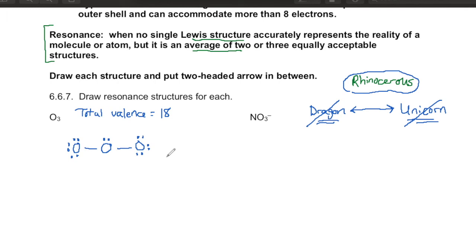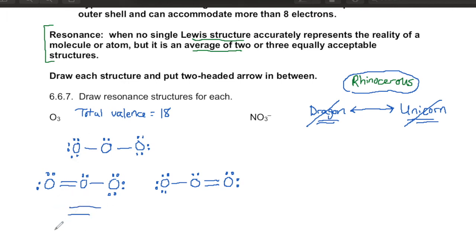So here we have 18 electrons. Our center oxygen atom is short. It only has 6 electrons around it, not 8. And so it needs to share with one of these outer oxygens. But there's no reason to pick the left-hand side over the right-hand side oxygen or vice versa. You could imagine the left-hand side oxygen sharing its electrons to give this left-hand side structure, or you could imagine the right-hand side oxygen sharing its electrons to give this second structure here on the right.